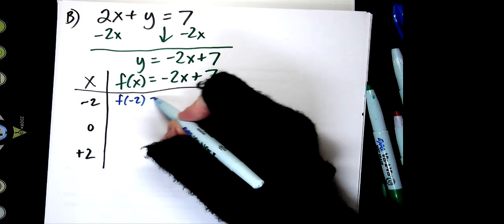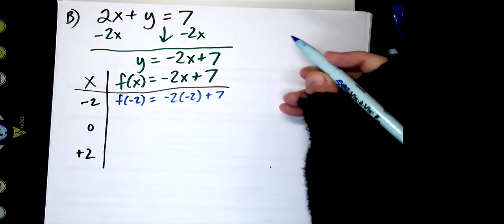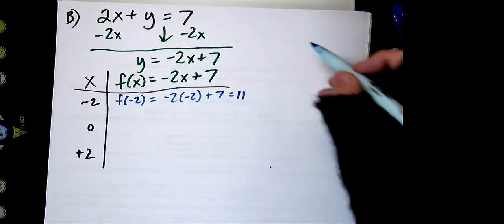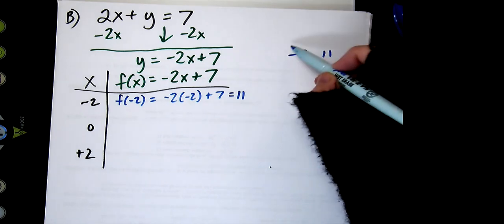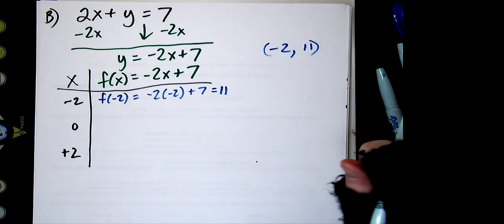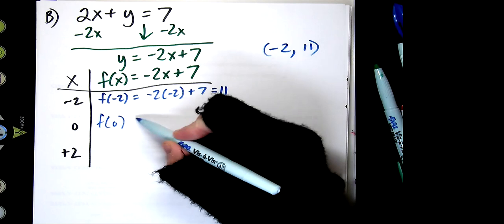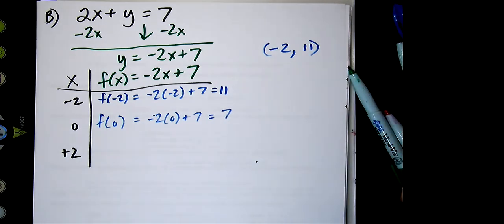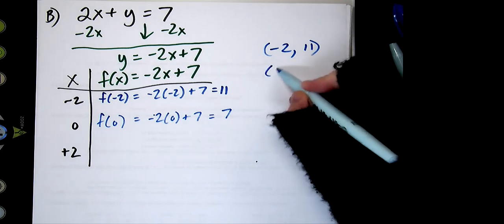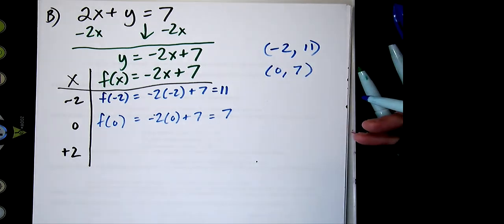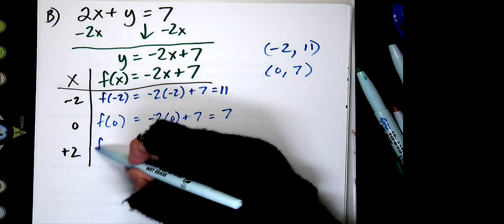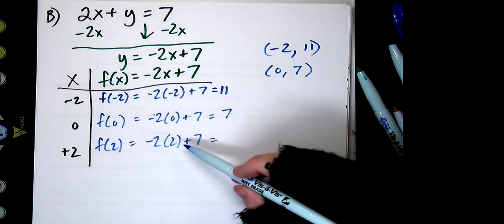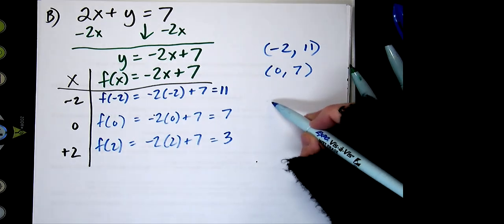F of negative 2: negative 2 times negative 2 is positive 4, so this gets me 11. I've got negative 2 comma 11 for one of my points. Get the point 0, 7 here. And by sticking 2 here, I got negative 2 times 2 is negative 4, plus 7 is positive 3. So I've got 2, 3.